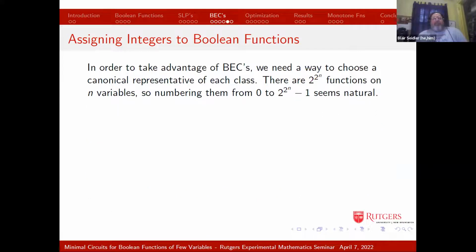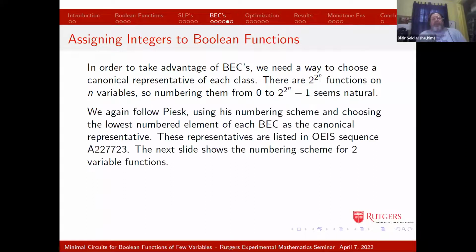And in order to really take advantage of this, I wanted to be able to pick a canonical representative. So we're numbering the functions from 0 to 2 to the n minus 1. Again, I'm following Peace's lead here. I liked his numbering scheme. It had a lot of things going on. He also had enumerated the first million of these or whatever in sequence 227723. So what does this numbering scheme look like?